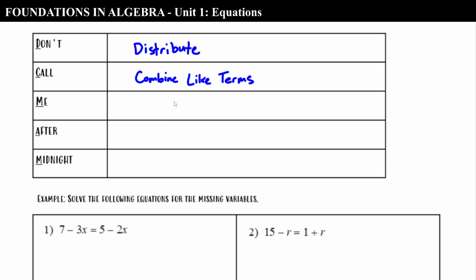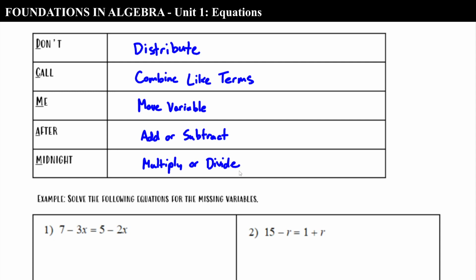The M in me stands for move the variable. Move the variable to one side or the other. The A for after stands for add or subtract. And then finally, the M stands for multiply or divide. So this may help you remember the order in which you need to do things.